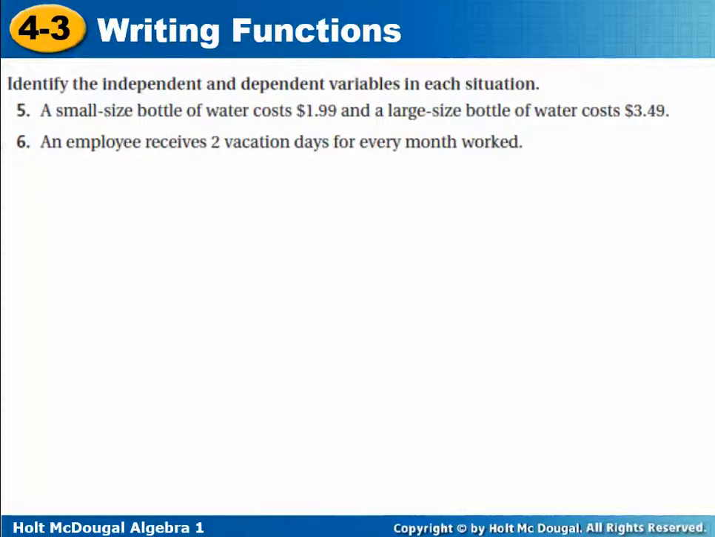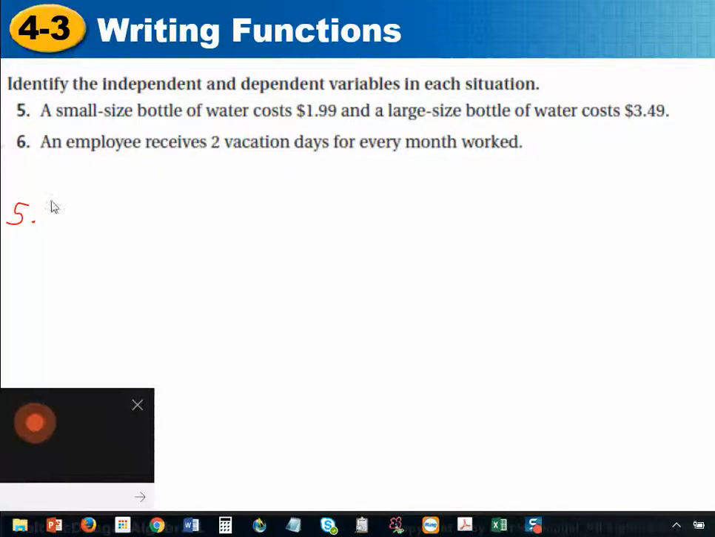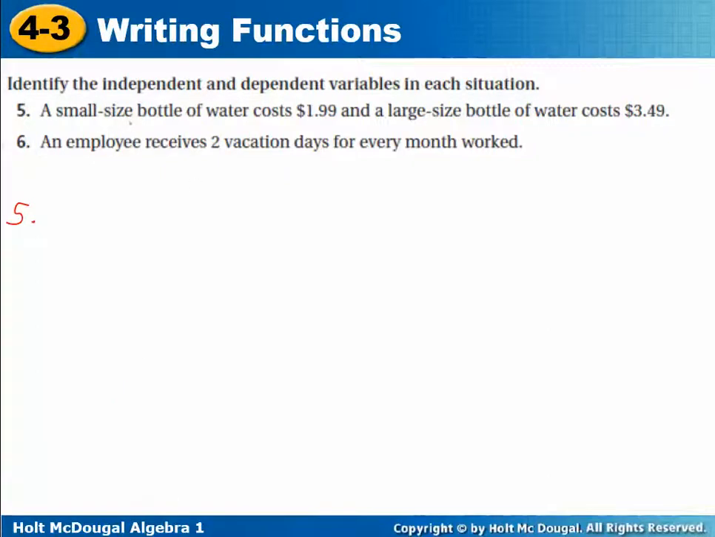Okay, here's a couple problems from your worksheet. It says to identify the independent and dependent variables in each situation. So for each of these, I'm going to rewrite this with the words "depends on." A small-sized bottle of water costs $1.99 and a large-sized bottle of water costs $3.49. So we have two different variables that we're talking about here. We're talking about size of the bottle and we're talking about cost. We don't really care about the specific prices. What we're going to worry about is what is the independent, size of bottle or cost.